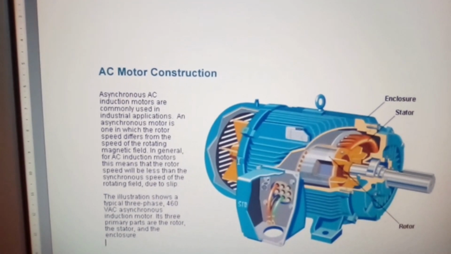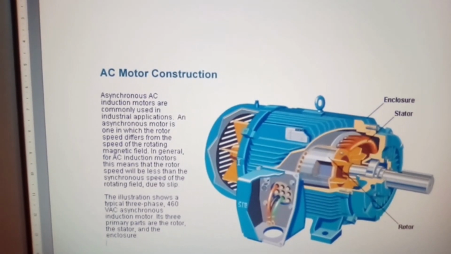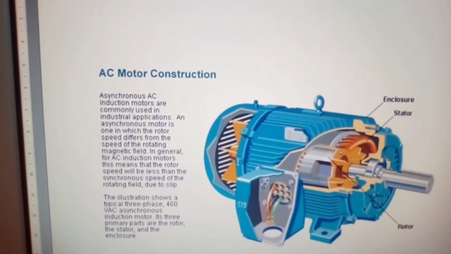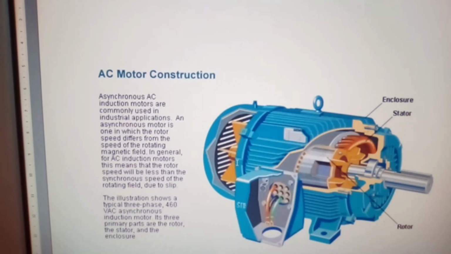Now, do a bit of groundwork for yourself on this so you understand the difference in regard to asynchronous and synchronous motors.